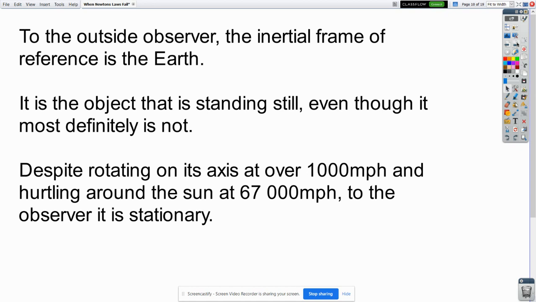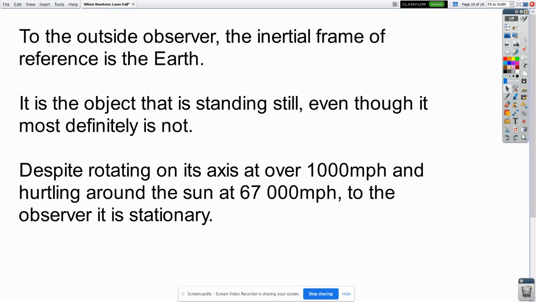For the outside observer, the inertial frame of reference is the earth. That's the thing that is perceived as not moving, even though it definitely is moving. It's moving 1,000 miles per hour around its axis, and it's hurtling through space at 67,000 miles per hour. The Earth definitely moves, and it moves quite a bit. But our perception of it, the way we see it, is as a stationary object. And that's what makes it our inertial frame of reference for so many situations.